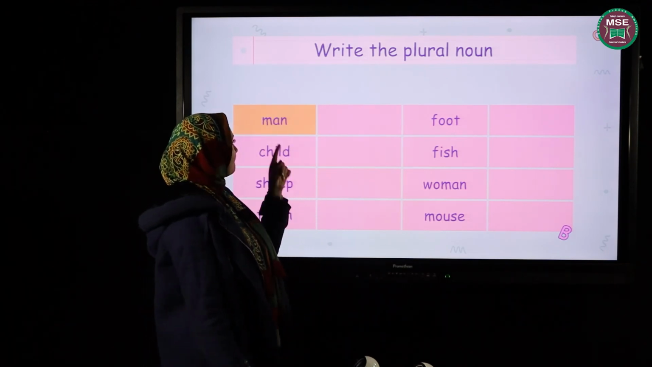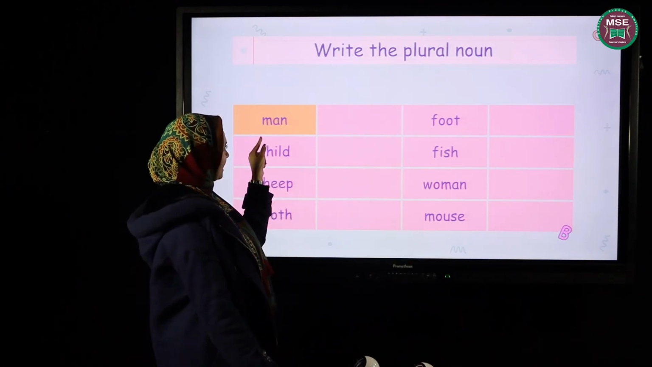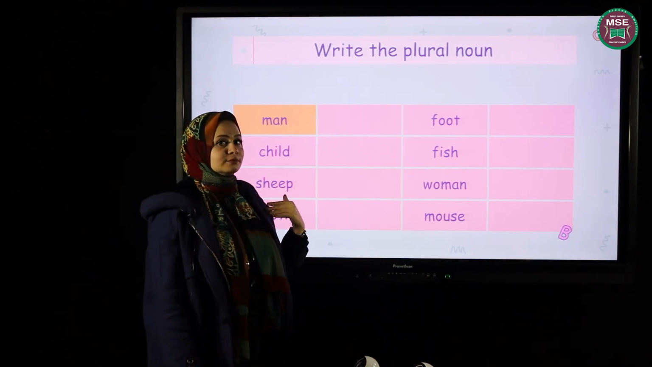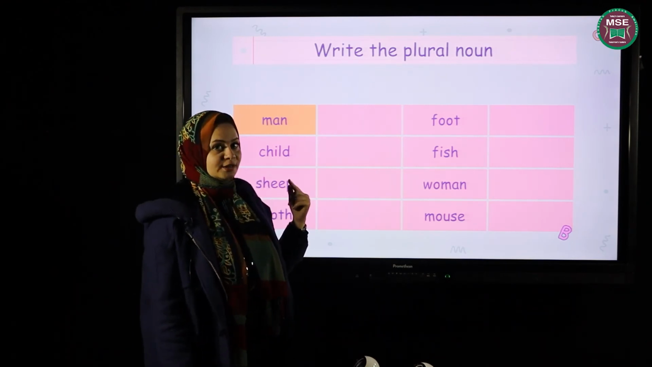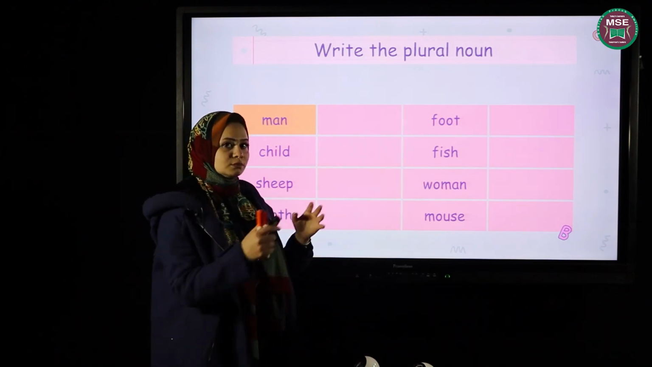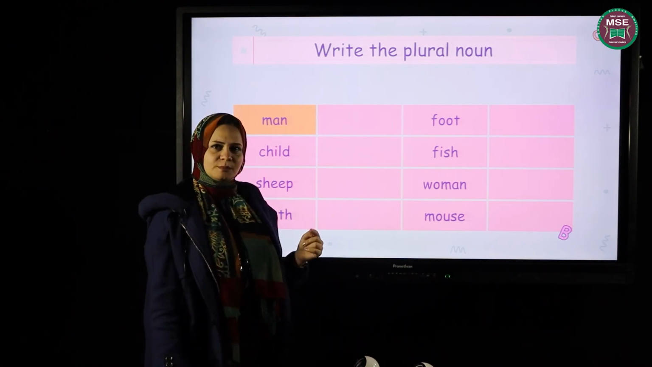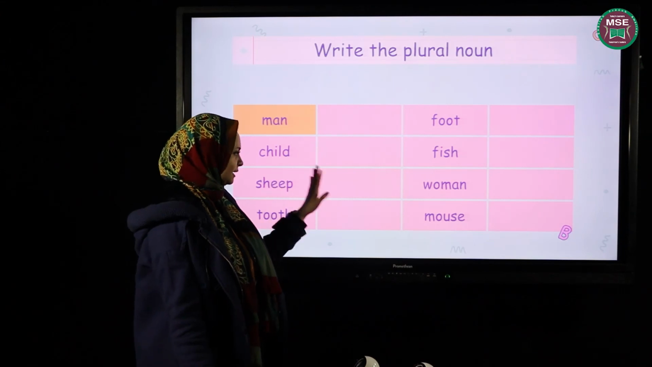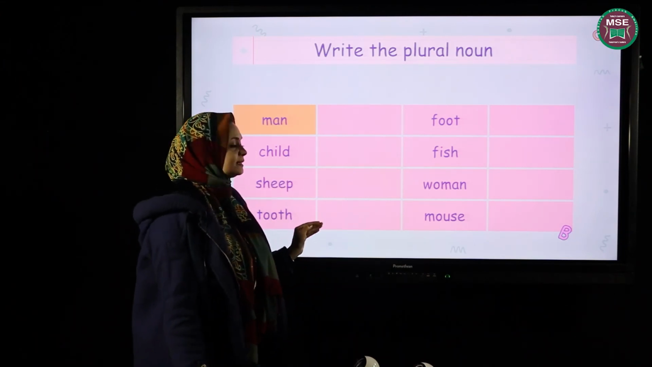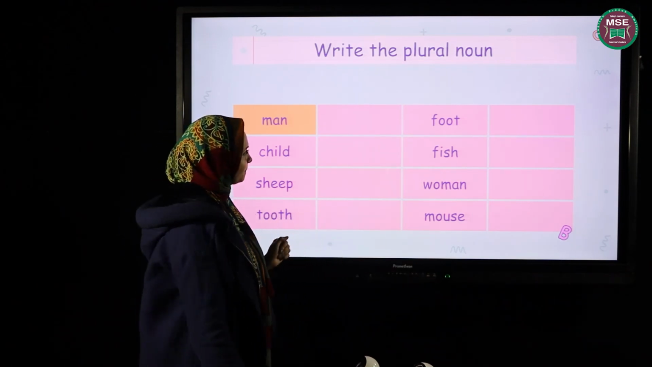Write the plural noun. Man. I said you must change just one vowel. Man to men. Child, it will be children, that's right. Sheep. If I want to change sheep to plural, what am I going to do? Can I put S on sheep? No. I will leave it like it is. Sheep, sheep. Tooth, I'm going to write it teeth. You're going to change the O to E.